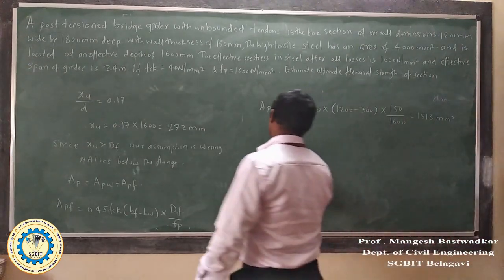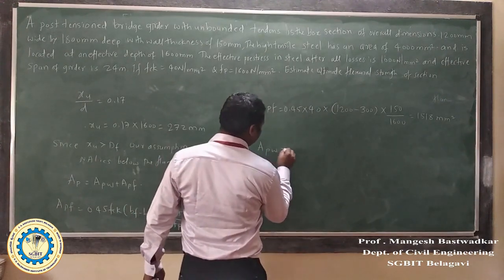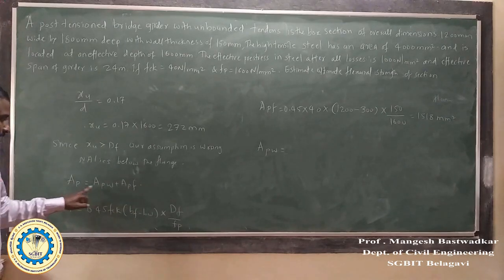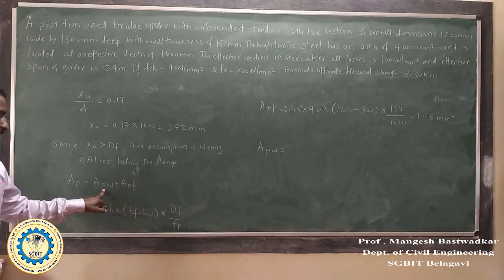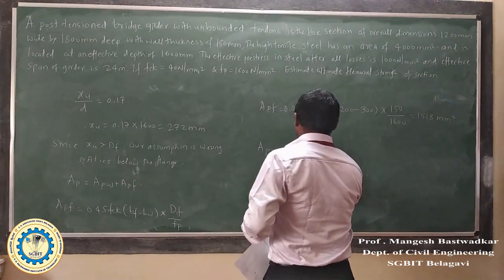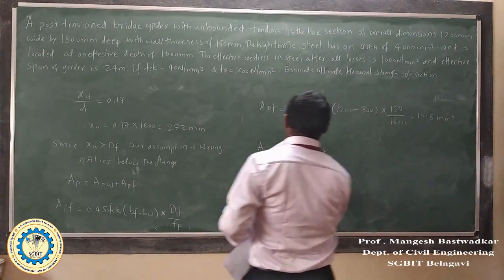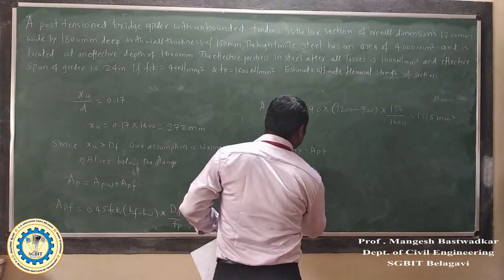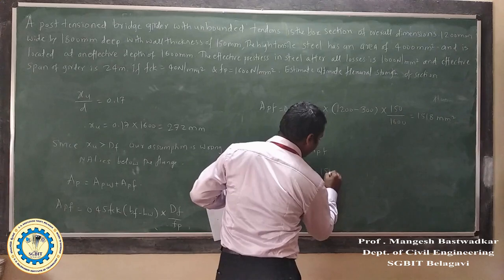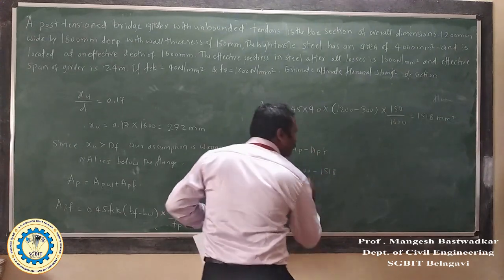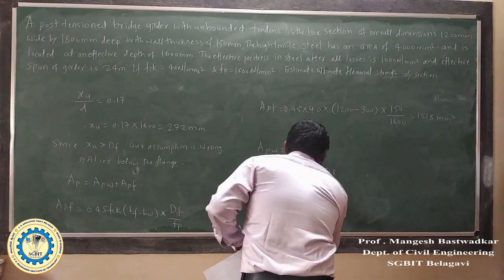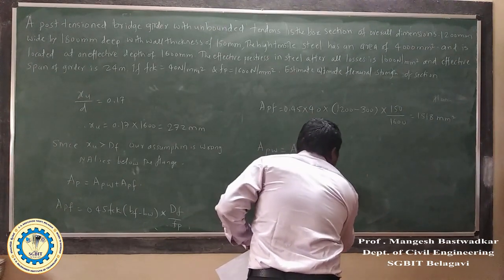So the area of steel in the web portion we will calculate now easily. Okay, now we can calculate APW. It is AP minus APF. So here 4000 mm square is the total area, then the area in the flange portion is 1518. So you will get this is 2482 mm square.